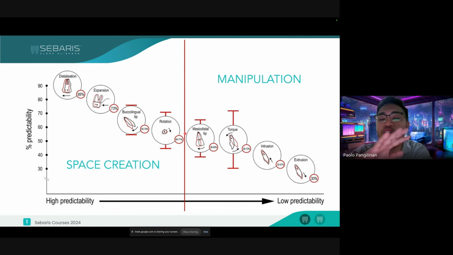You don't need extra auxiliaries, you don't need extra help. Clear aligners can do this. Well, I would definitely agree, but of course, having a low predictability threshold also tells us that we might have to increase the number of aligners.